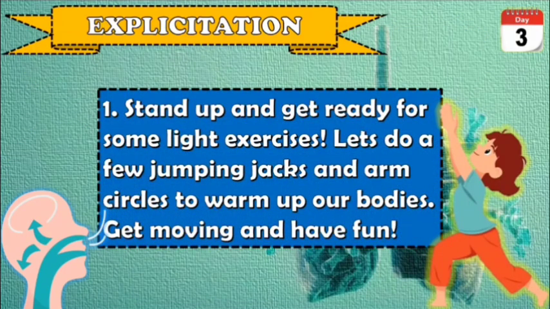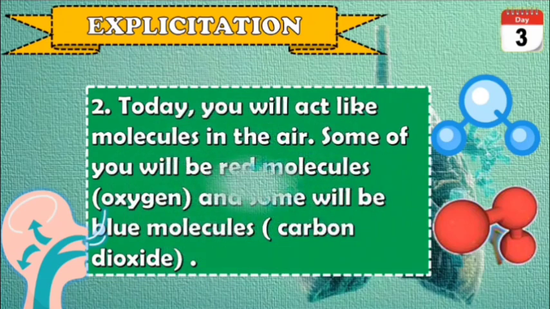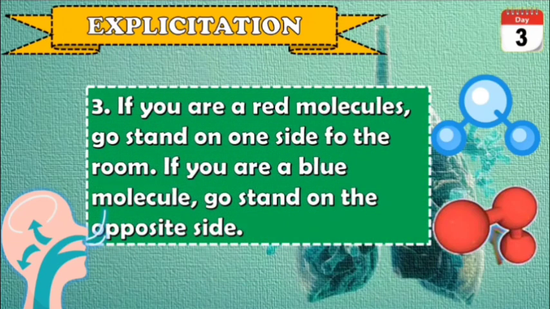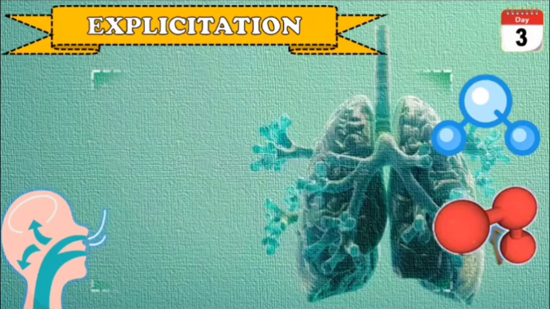Explicitation. Stand up and get ready for some light exercises. Let's do a few jumping jacks and arm circles to warm up our bodies, get moving, and have fun. Today, you will act like molecules in the air. Some of you will be red molecules, or the oxygen, and some will be the blue molecules, which will be the carbon dioxide. If you are a red molecule, go stand on one side of the room. If you are a blue molecule, go stand on the opposite side.